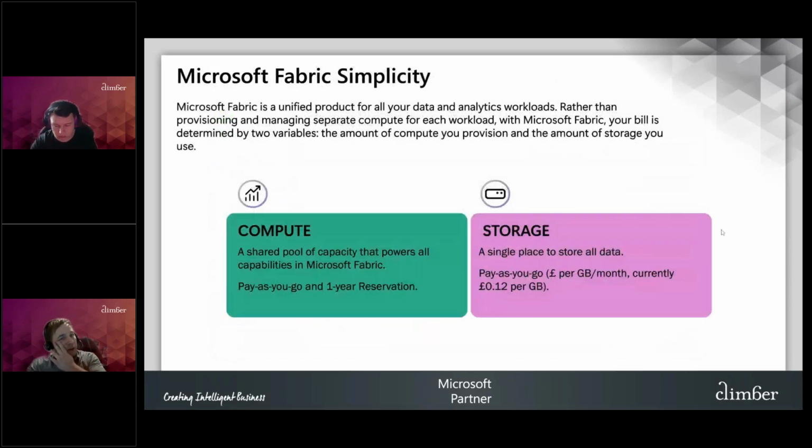So yeah, it's a unified product rather than provisioning and managing separate computes for each workload. With Fabric, you get two bills. One for your compute, and you can do that as pay-as-you-go or a 1 year reservation. The 1 year reservation is actually 41% cheaper than going on pay-as-you-go, so it is worthwhile doing if you can. The storage is OneLake, pay-as-you-go, and it's currently 12 pence per gigabyte to store things in OneLake.